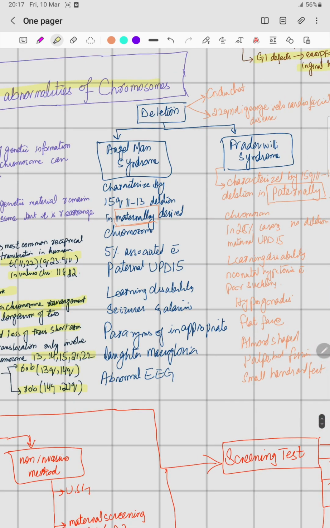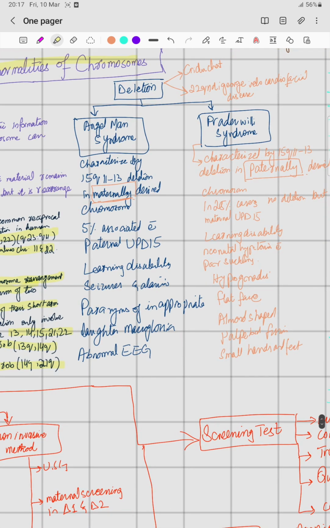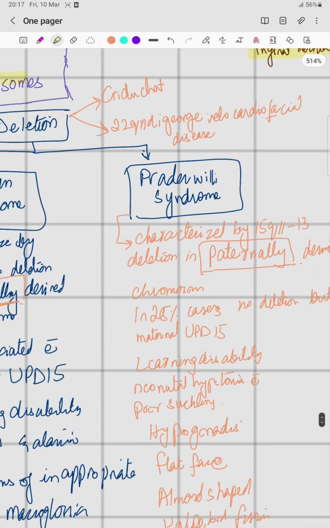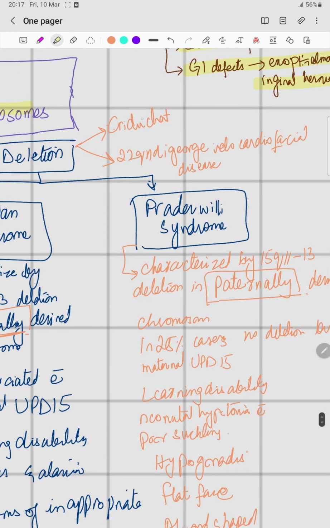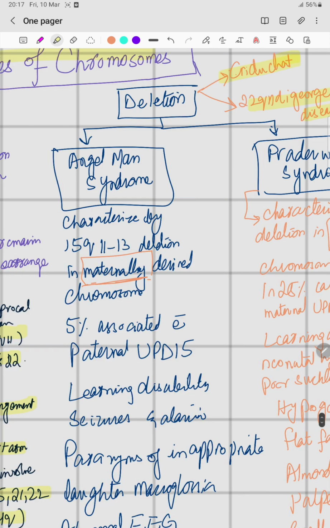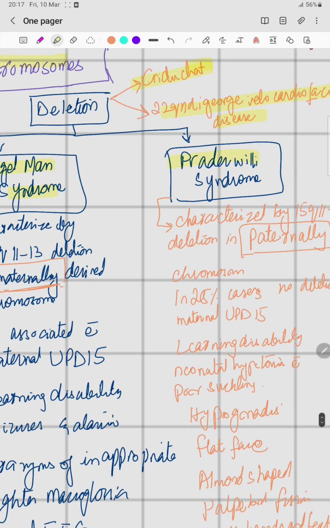Then the deletion. In deletion, the most important examples are Cri-du-chat syndrome, 22q11 deletion and DiGeorge cardiofacial disease. But two other important syndromes are Angelman syndrome and Prader-Willi syndrome.